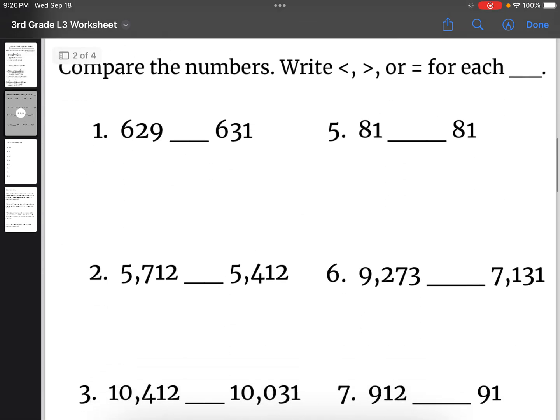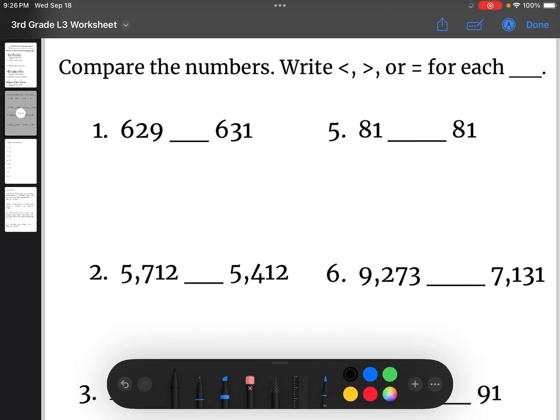So let's go to the next section. Compare the numbers, right? Less than, greater than, or equal to for each. I said it right now, but I'll say it again. This symbol that looks like the Pac-Man, this one's the less than. This one, that's the opposite of the Pac-Man, is the greater than. And this one, the equal sign, is literally just the equals.